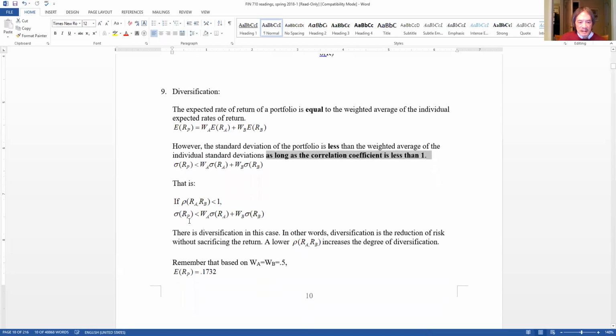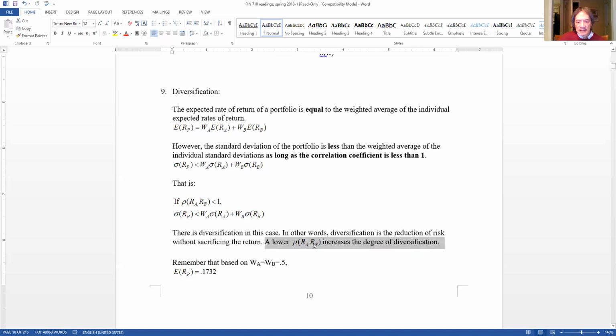So, as long as the standard deviation of the portfolio is less than the weighted average of the individual standard deviations, there is diversification. And the definition of diversification is the reduction of risk without sacrificing the return. And here's the key. A lower correlation between the two assets increases the degree of diversification.